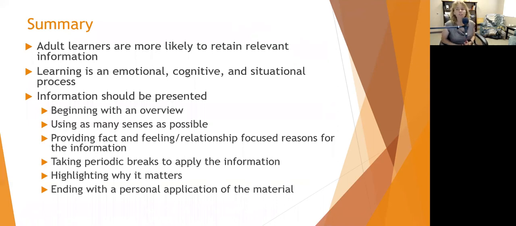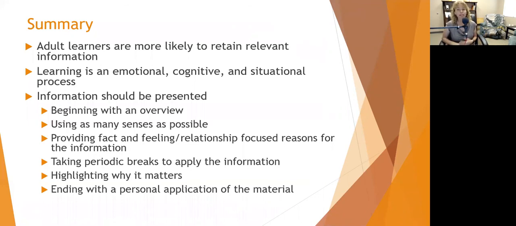Learning is an emotional, cognitive, and situational process. So you want to make them care about it. You want to make them think about it and have it make sense to them. And you want to have all this happen in an environment that is conducive to learning, but also that supports and encourages learning. So there's peer support out there.